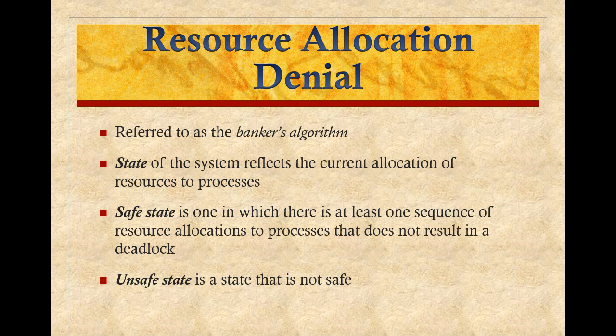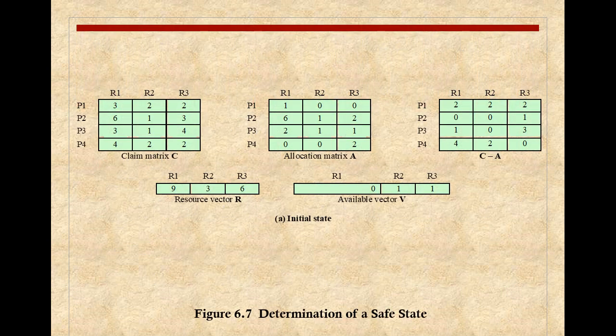Safe means there is at least one sequence of resource allocation to processes that does not result in a deadlock. Unsafe means otherwise, that is, not safe. So let's see what this means.